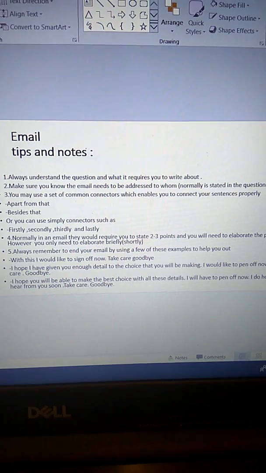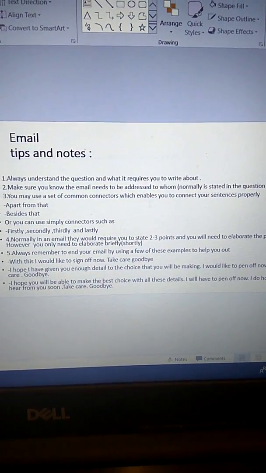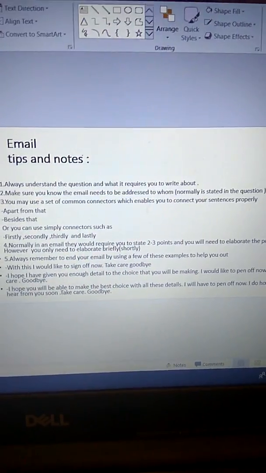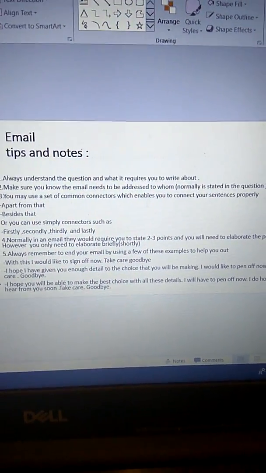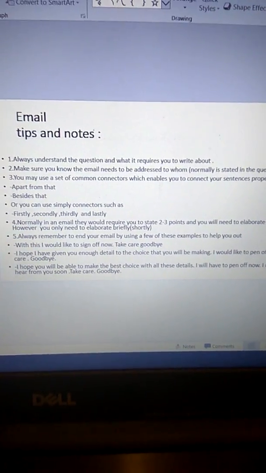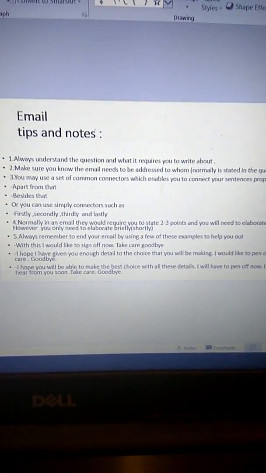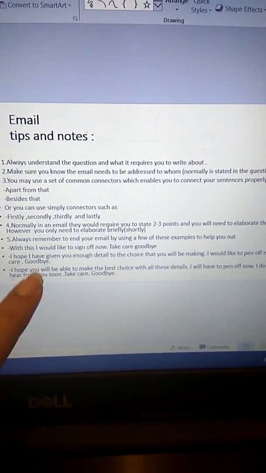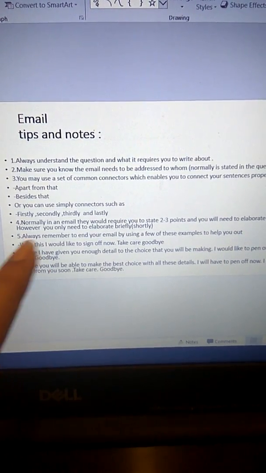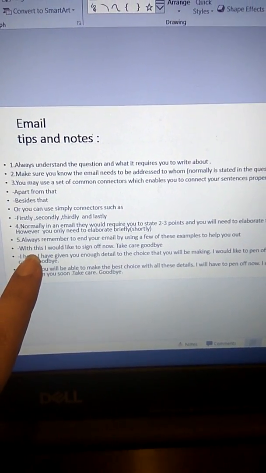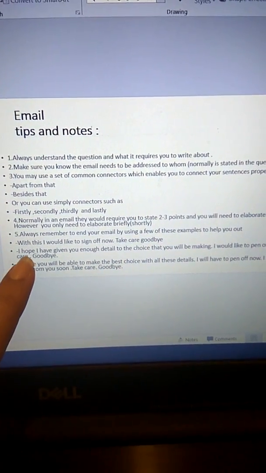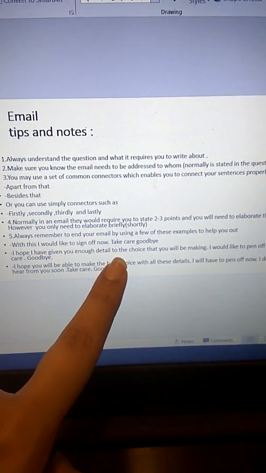And remember, the ending of an email and the ending of a letter is normally the same. I'm referring to an informal letter, not a formal letter. So for email and informal letter, the ending normally is the same. Let's look at a few examples of ending. You can end your email with these kinds of words: with this, I would like to sign off now. Take care, goodbye. Or you could also say, I hope I have given you enough details to the choice.